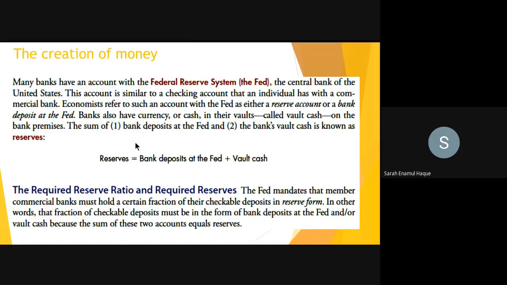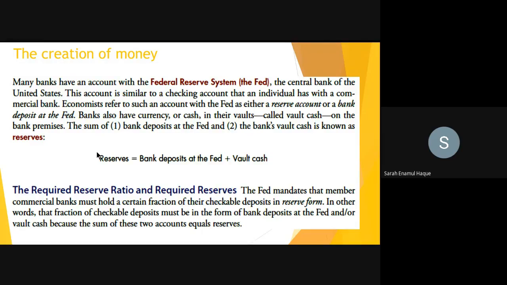Now the thing is, banks also have currency or cash in their vaults, which is here called vault cash, on the bank premises. So suppose that there is a bank called Bank A. Let's just take an example. There is a new bank called Bank A.